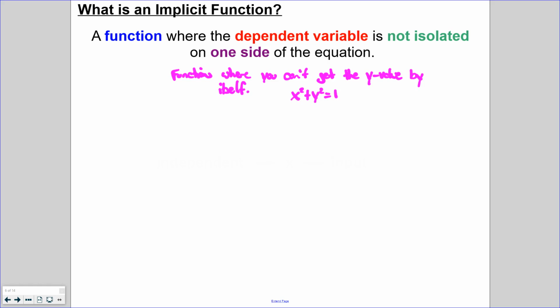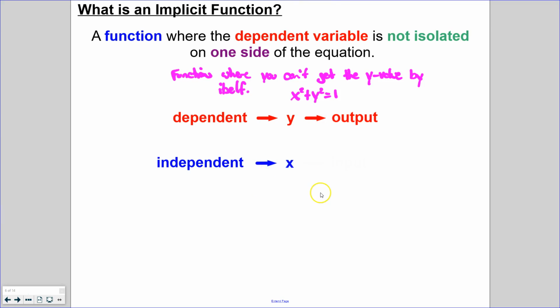Now, even though a function is implicit, meaning we can't get the y value to be by itself, that doesn't change our independent or our dependent variables. Our dependent is still the output, which is y. Our independent variable is still the x, which is the input. So nothing changes. It's just the way that we can write the function. So let's take a look at some examples. What are some ways that we can write a function explicitly versus how we can write something implicitly?